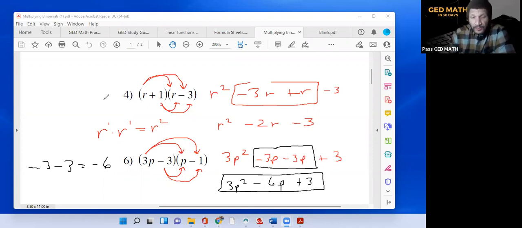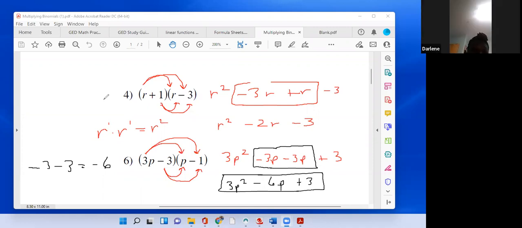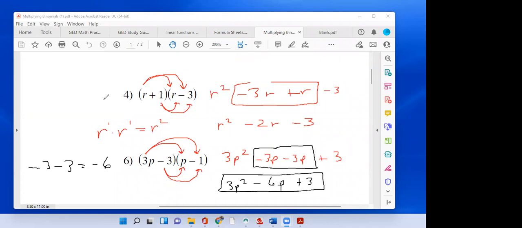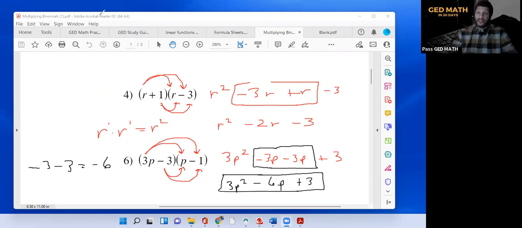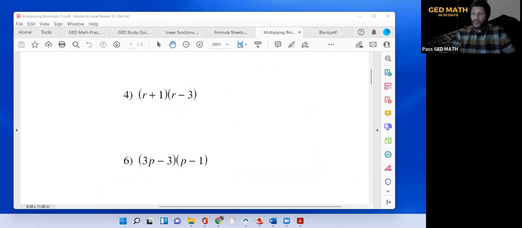Yes. I understand the 3P. But I know that if it was the greatest number, you take that sign. I just don't get where that negative comes from. Okay, good. All right. Let me clear the screen real quick and turn to a blank page.